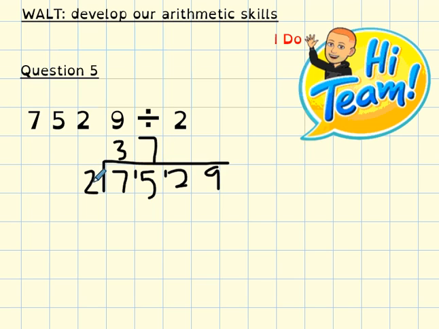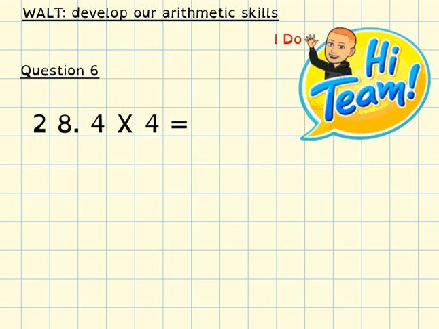How many groups of 2 can I make from 12? I can make 6 with nothing to exchange. Groups of 2 from 9, I can make 4 with 1 remaining, which we write next to the letter R. 3,764, remainder 1.